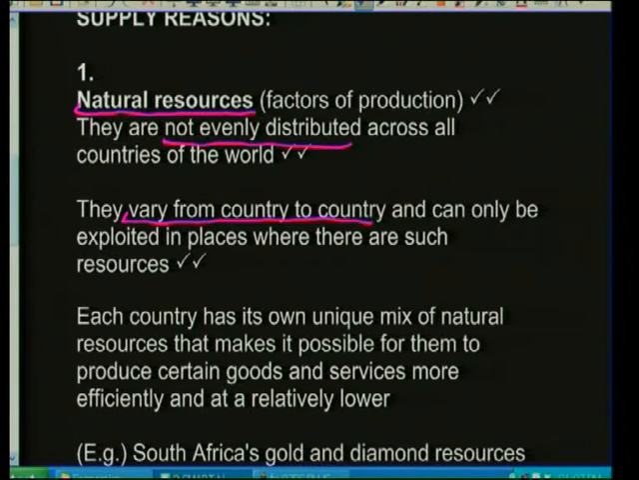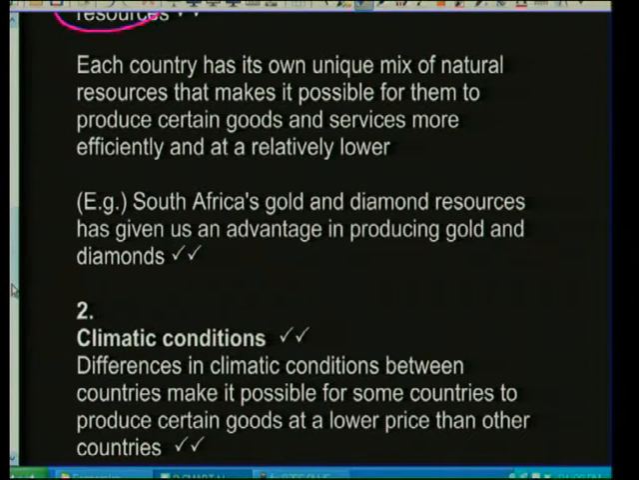And in some cases, it can actually happen that some of the natural resources are exploited. So the country runs out of the natural resource and it needs to get it from another country. So in some cases, it is exploited. Each country has its own unique mix of natural resources that makes it possible for them to produce certain goods and services more efficiently and at a relatively lower price. This is where we get to the point of comparative advantage, and you can actually mention this in your answer.